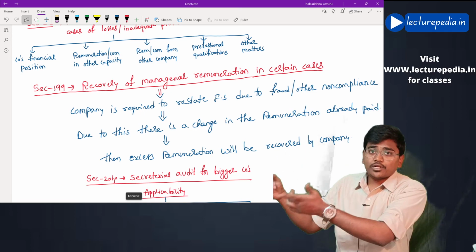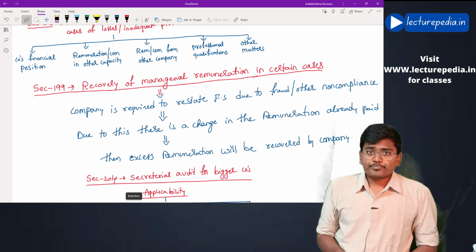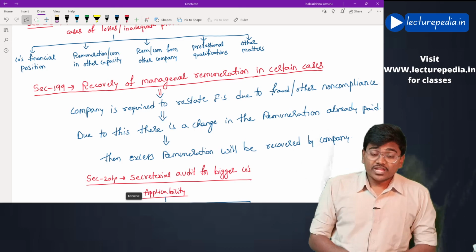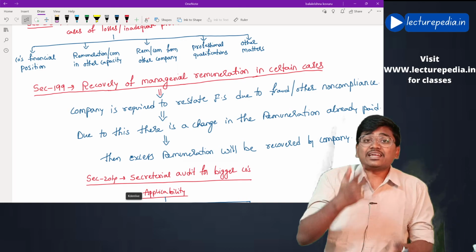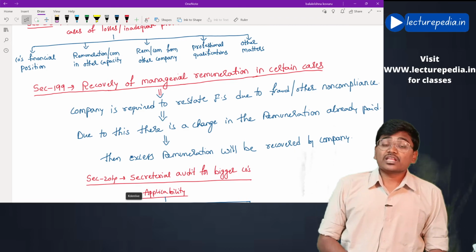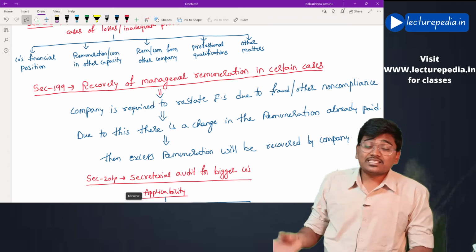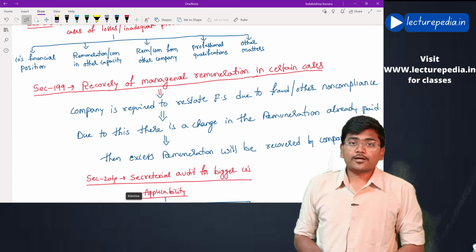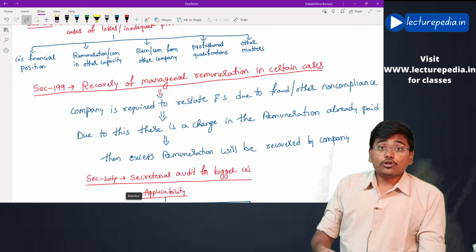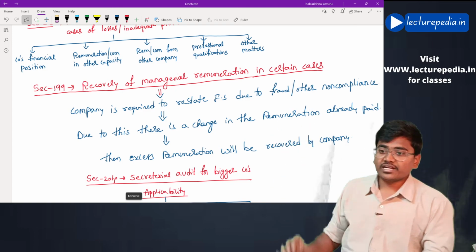Now, after giving the remuneration to the directors, the company came to know that there was some fraud in the company or there was some error while preparing the financial statements, due to which the financial statements have to be restated, and due to such restatement the amount of profit will be reduced. In that case, if the amount of profit is reduced, the amount of remuneration that is calculated based on this profit will also be reduced now. But you have already paid the remuneration to the directors. In that case, you are eligible to recover such excess remuneration that you have paid to the directors. That is the concept of section number 199.